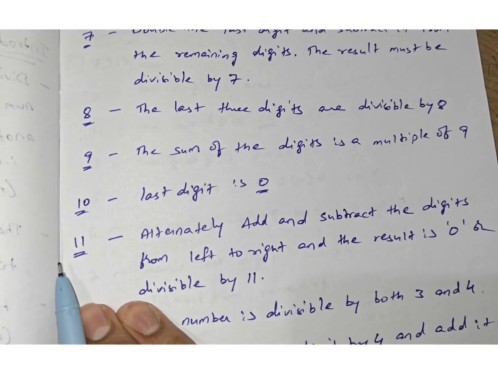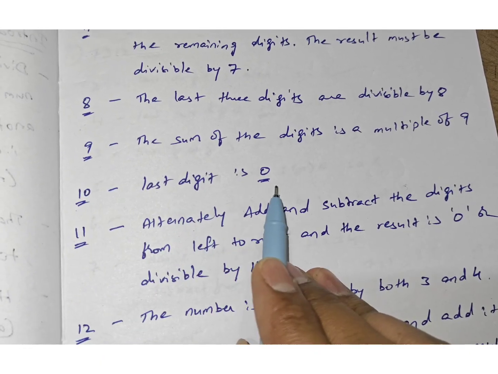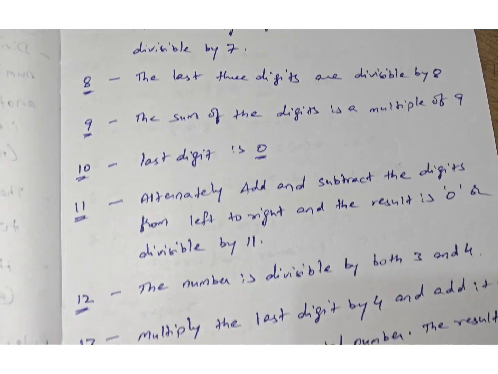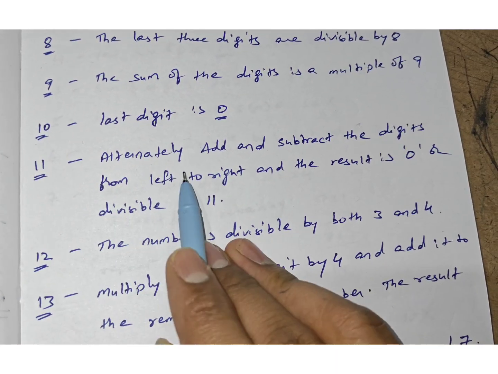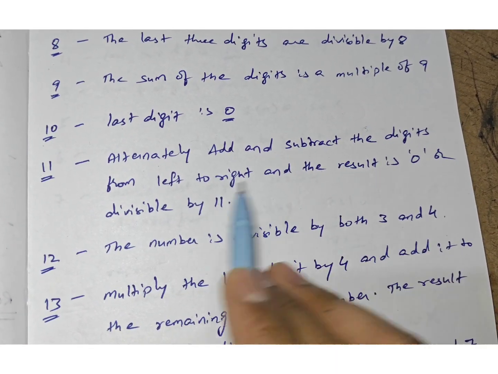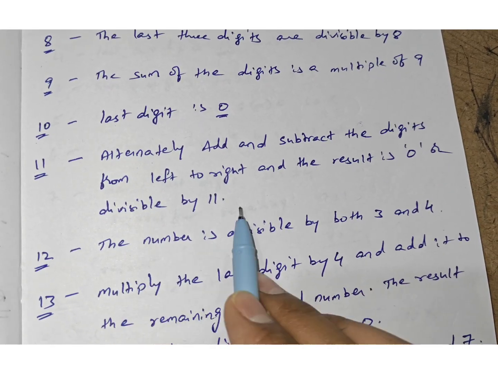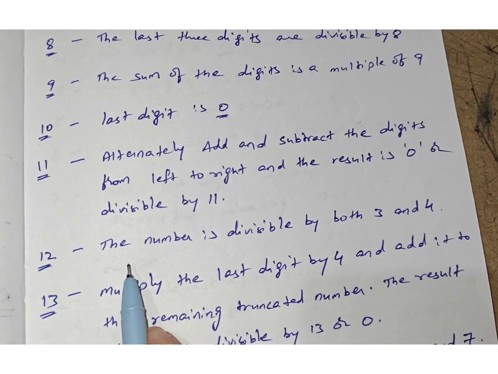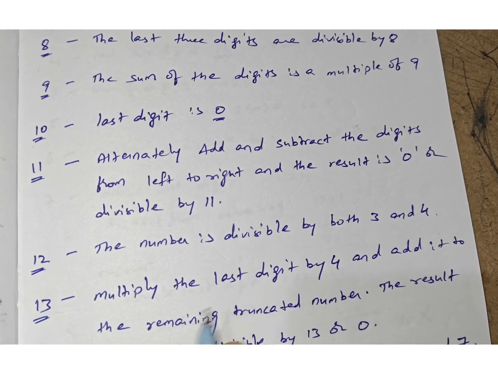And if the number is to be divisible by 10, the answer is simple. The last digit should be 0, whatever the number. And if it is to be divisible by 11, alternately add and subtract the digits from left to right, and if the result is 0, it is divisible by 11. If the number is to be divisible by 12, the number should be divisible by both 3 and 4.